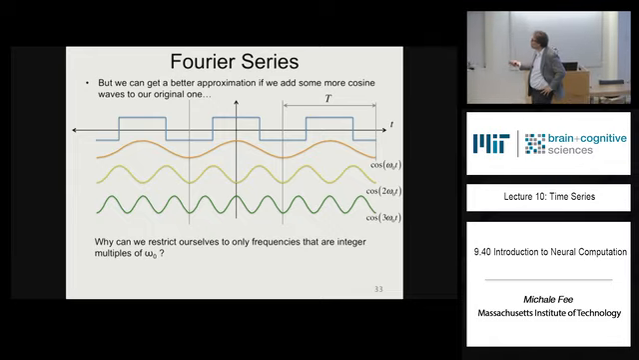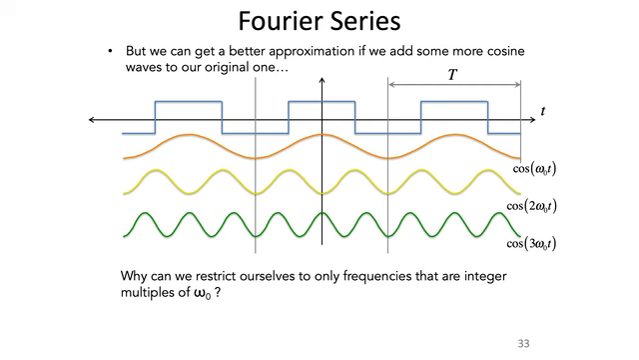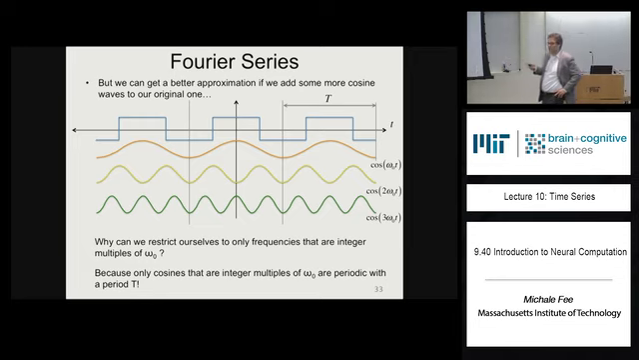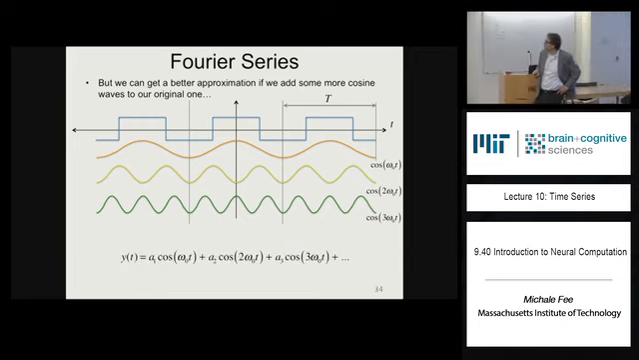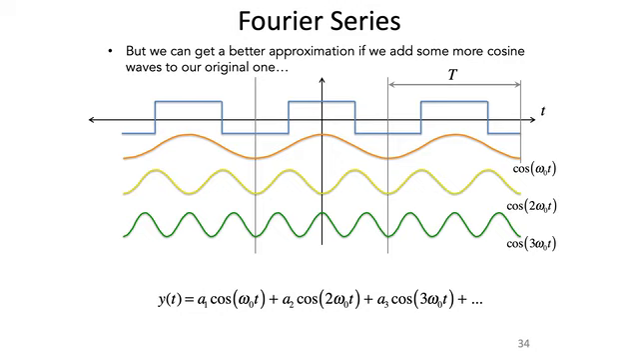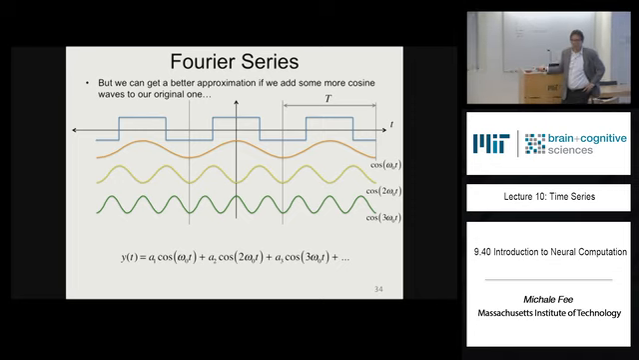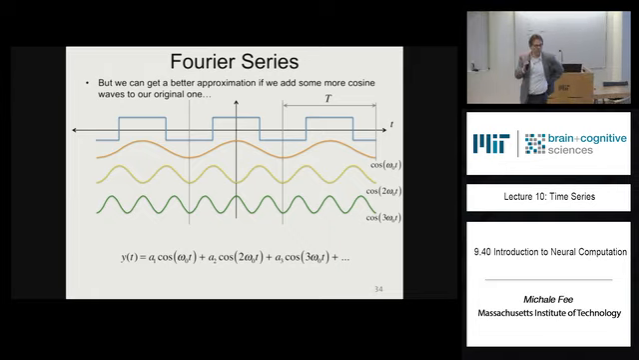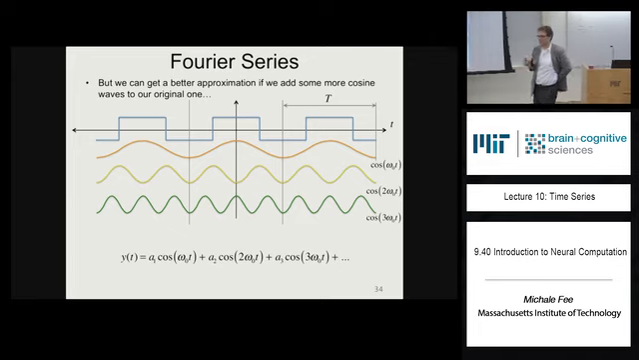Okay, so we can restrict ourselves to including only frequencies that are integer multiples of omega naught, because those are the only frequencies that are also periodic with period T. All right? We can approximate this square wave as a sum of cosines of different frequencies. And the frequencies that we consider are just the integer multiples of omega naught. All right? Any questions about that? That's almost like the crux of it. There's just some more math to do.